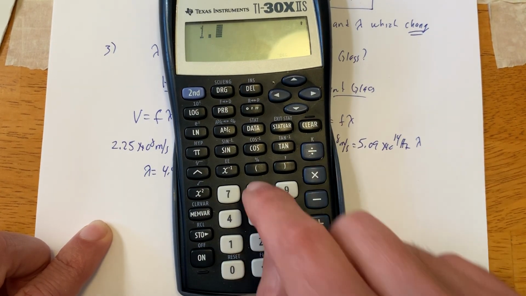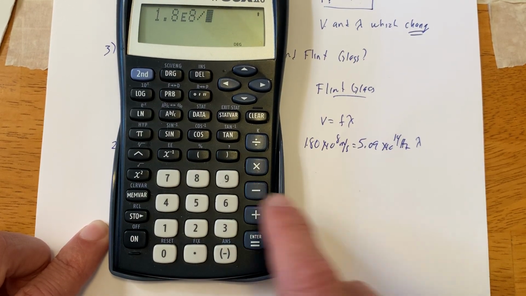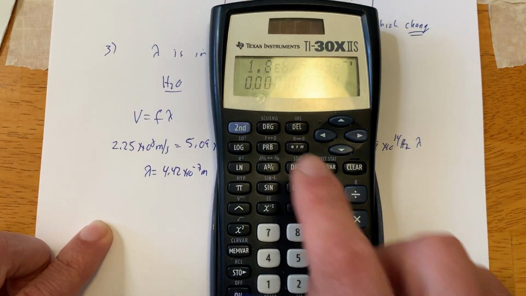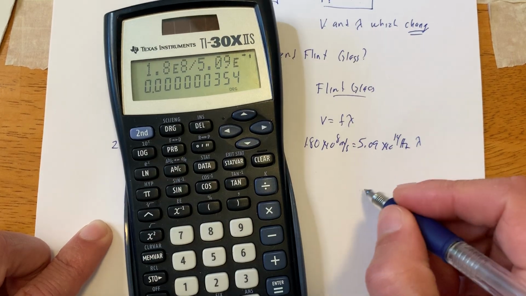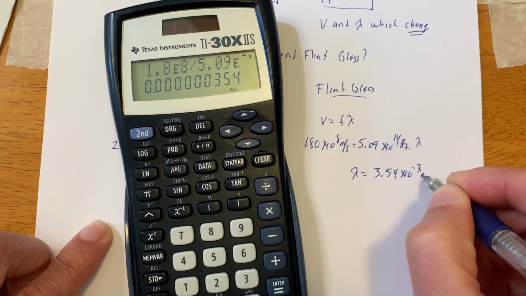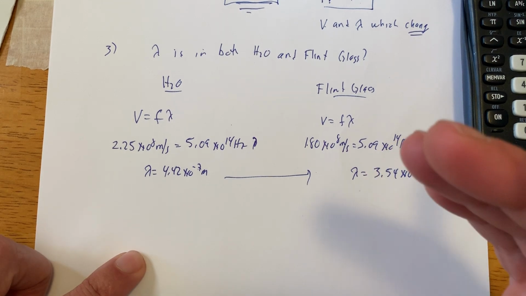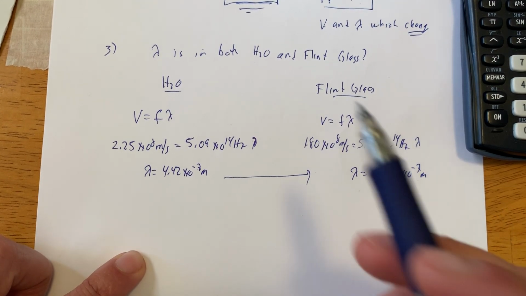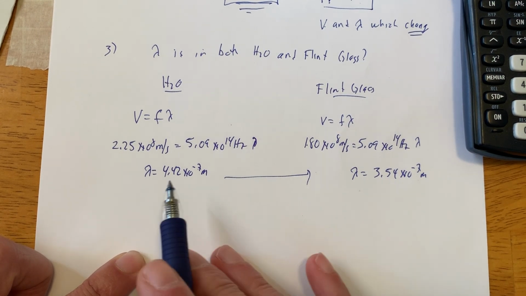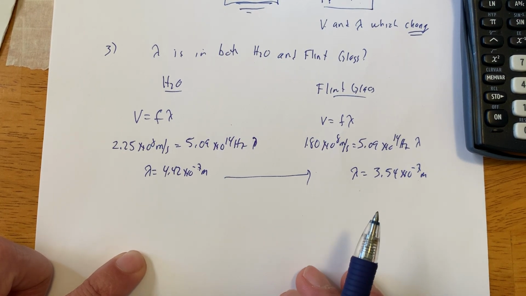So let's see what I have. 1.8 E 8 divided by 5.09 E 14. And once again, I'm going to get a small number, and I know that it's going to be 3.54 times 10 to the minus 7 meters. And does this jibe? Yes, it does. As the light goes from the water to the flint glass, it slows down, which means the wavelength is also going to get smaller. Is that okay?